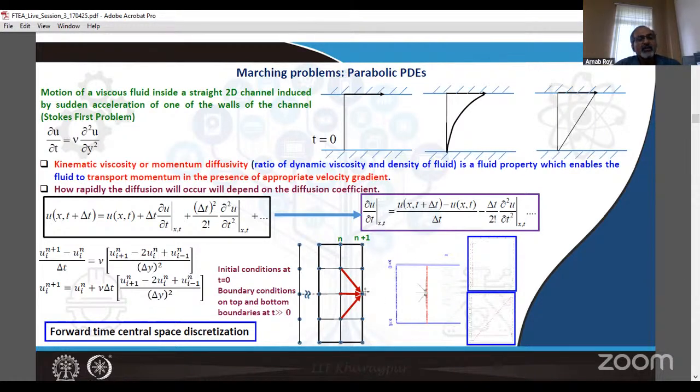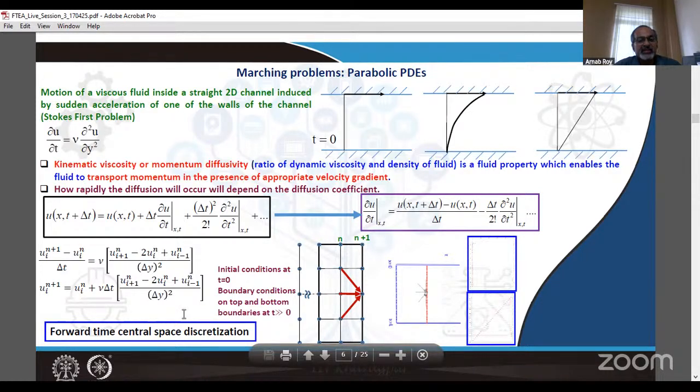Now, this is what we call the forward time central space discretization. So we are actually moving this information available at nth time step in a kind of a forward direction in terms of time, and by centrally differencing the spatial derivative, second order derivative, when we do this discretization.